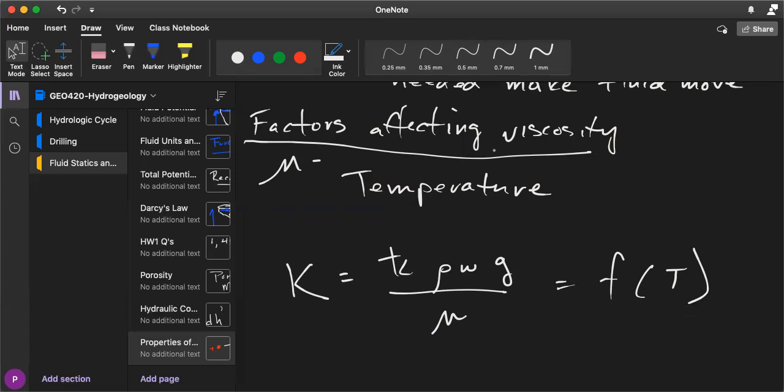Okay, I think this is a reasonable place to take a 5-minute break. And then we'll get into surface tension and capillarity.